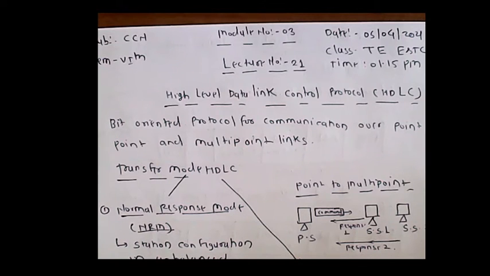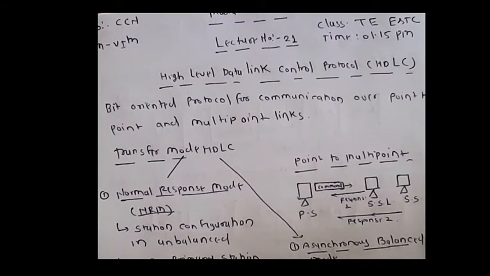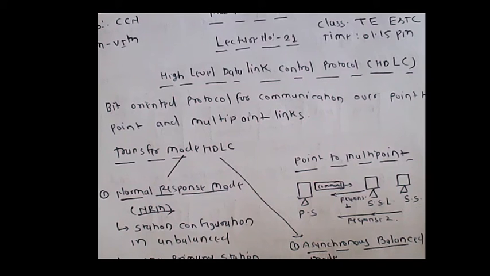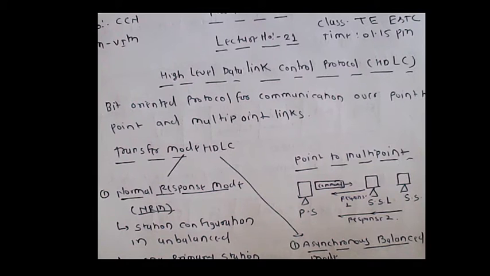First is the normal response mode, that is called NRM. So here the station configuration is unbalanced. So what is meant by unbalanced? Unbalanced means there is not one-to-one communication, meaning one sender and one receiver, or it may contain more than one receiver. That is called the station configuration as unbalanced.